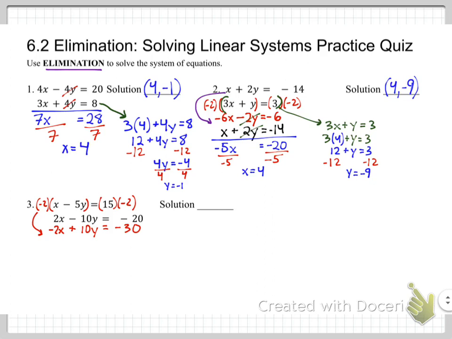When I add these up, 2x and negative 2x add up to 0. But negative 10y and 10y also add up to 0. Now I need to write something on the left. I can't just leave it blank. So I'm going to put 0 equals negative 20 and negative 30 combined to become negative 50. And is 0 equal to negative 50? Well, no, it's not equal. They're not anywhere near the same thing. So then since that is false, we have a situation where there are no possible solutions. No solutions.